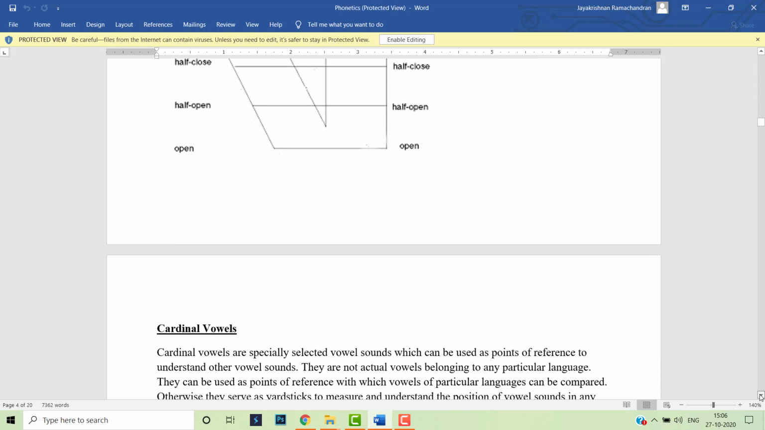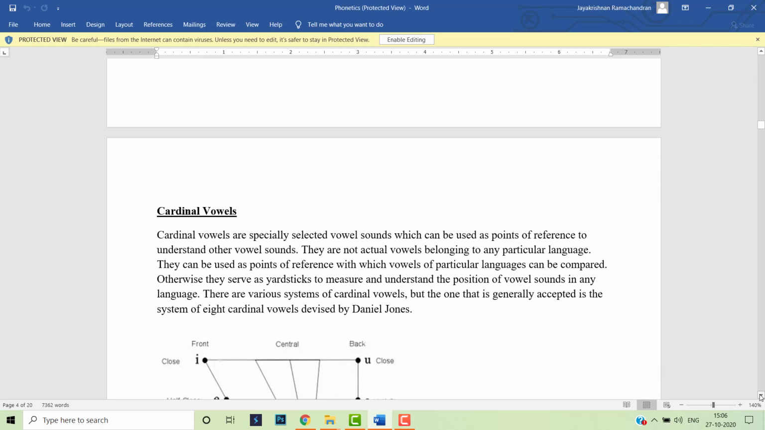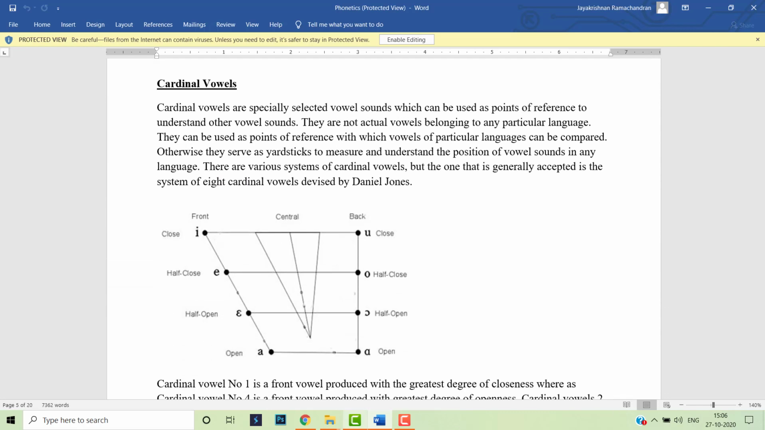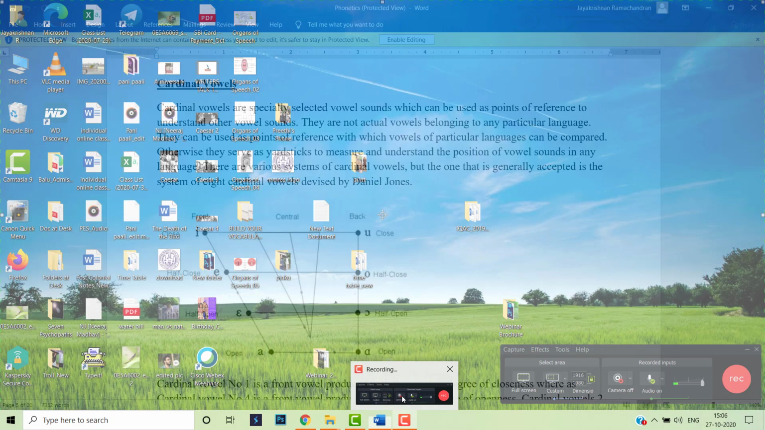Now we come to an important area called as cardinal vowels. ഒരു മിനിറ്റ് ഞാൻ ജസ്റ്റ് ഒന്ന് ബ്രേക്ക് ചെയ്യണേ.